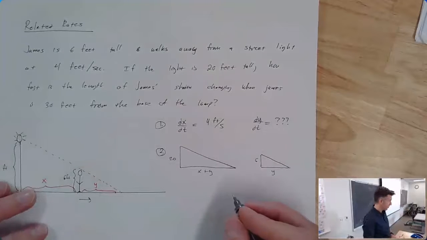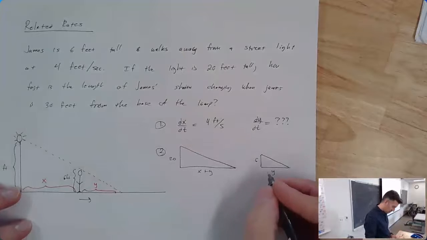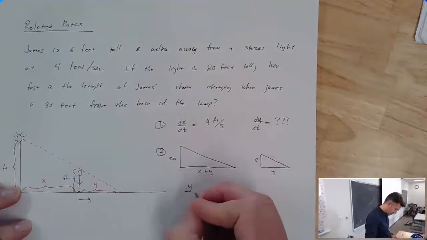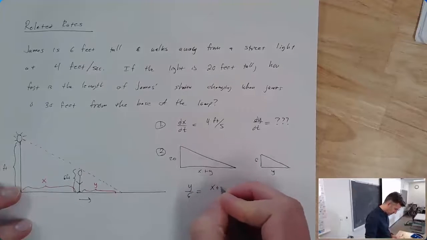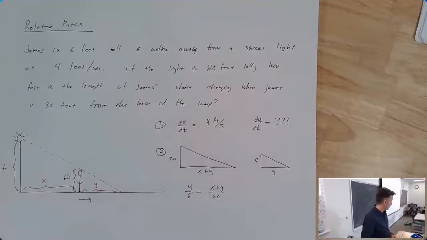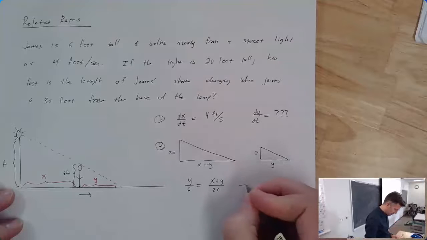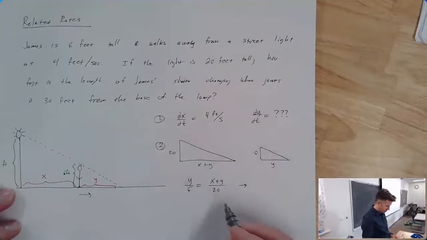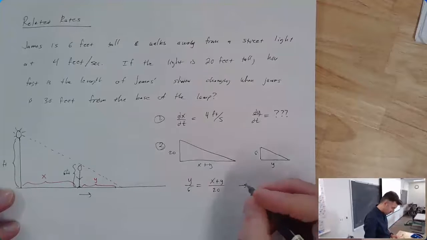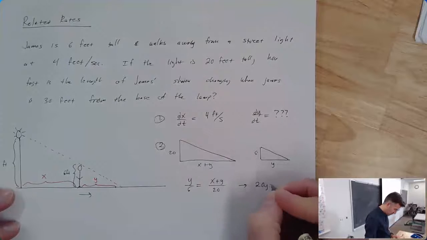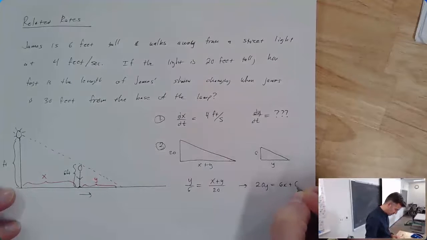I would probably do something with my variables on the top. So I'd probably say something like y over 6 is equal to x plus y over 20, or the base to the height as the base to the height. And then, here's the thing, you could totally differentiate both sides now, but I can also do a little bit of work to make things a little bit easier. So I might just cross multiply and say 20y equals 6x plus 6y.